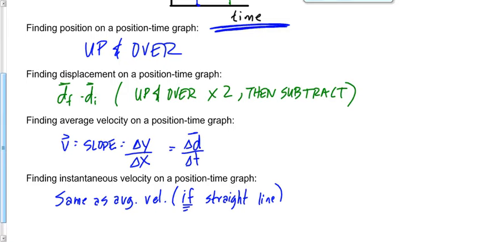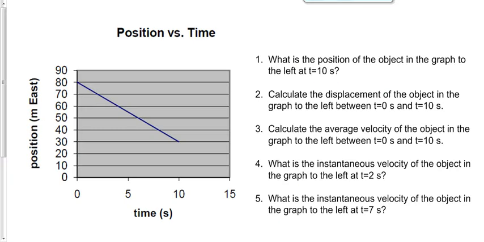Okay, I want to do an example. In the example, the good news is this is on your worksheet.